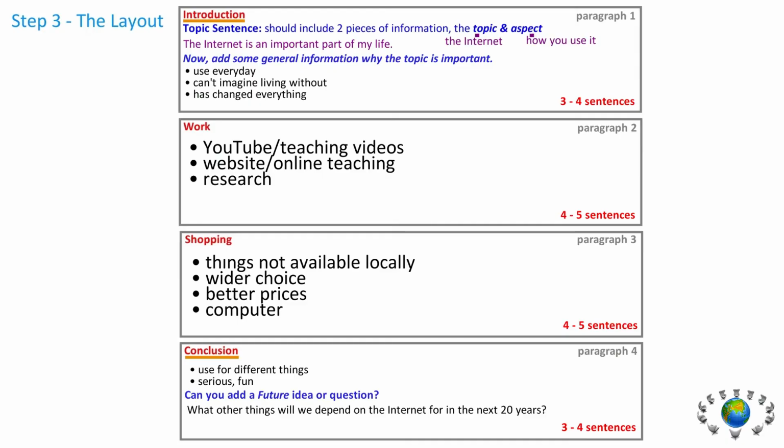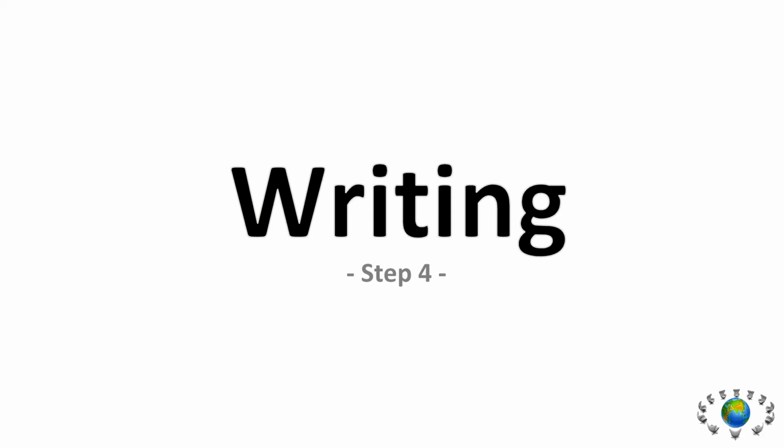Okay, let's take a look now at our layout. Our layout is finished. We have our introduction, we've got keywords, we have our 2nd paragraph about work, our 3rd paragraph about shopping, our 4th paragraph, a few keywords about summarizing, and maybe our future idea. We are finished now. We are now ready to finally start writing, which is step number 4.